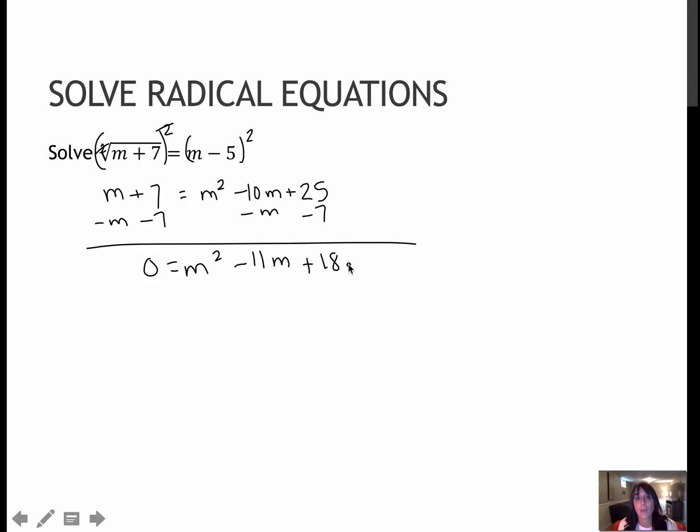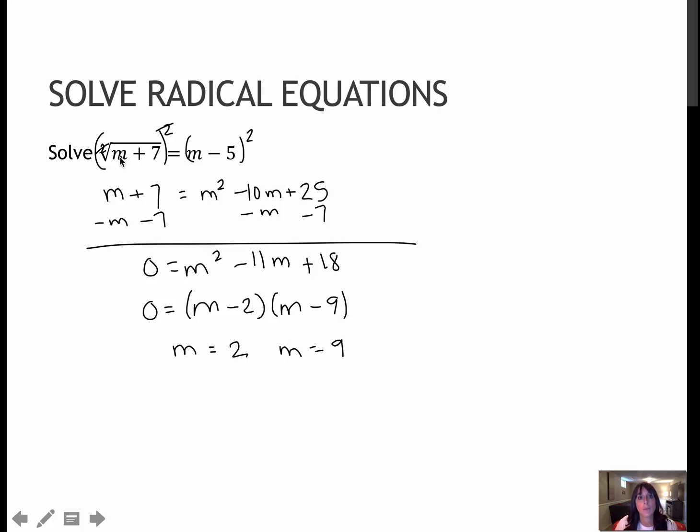If I can, I'm going to factor this. I'm looking for numbers that multiply to 18 that add to 11, which are 9 and 2. So that's going to give me m minus 2, m minus 9. And then of course when we solve, we would say that m is 2 and that m is 9. So those are my two solutions, 2 and 9. I can plug those values back in to check.